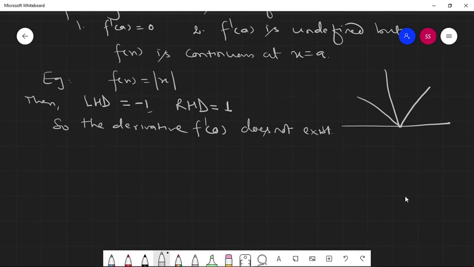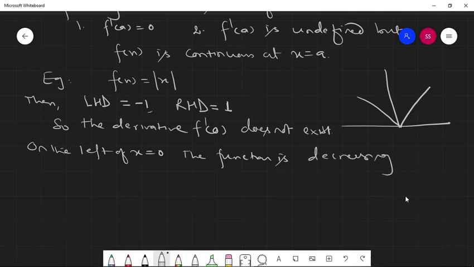Then on the left of x equals 0, the function is decreasing. Yes, you can see here. And on the right of x equals 0, the function is increasing.